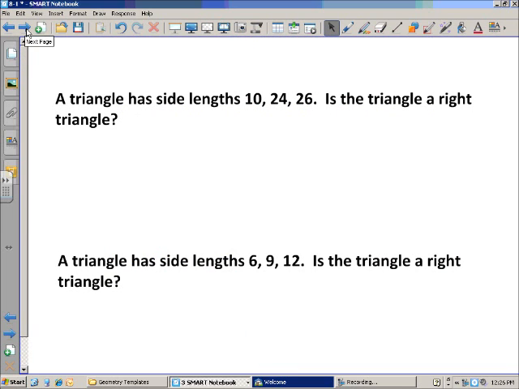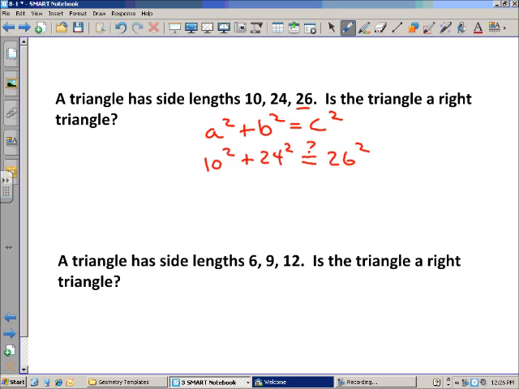So, question: a triangle has side lengths 10, 24, and 26. Is the triangle a right triangle? Well, we can test to see if a squared plus b squared is equal to c squared. Now, of the three, the longest one's 26, so that must be c. So I'll say 10 squared plus 24 squared, and now I don't really know, so I don't want to put equals. I'm going to put equals with a question mark above it. Is equal to 26 squared.